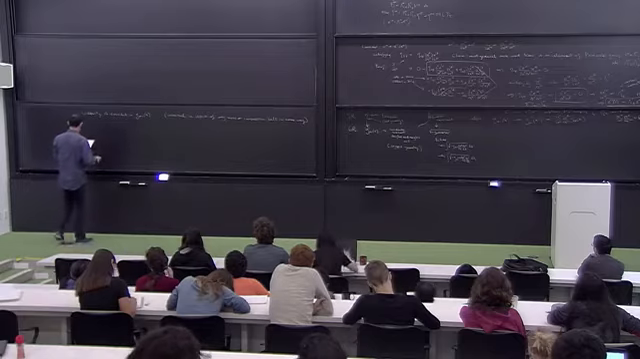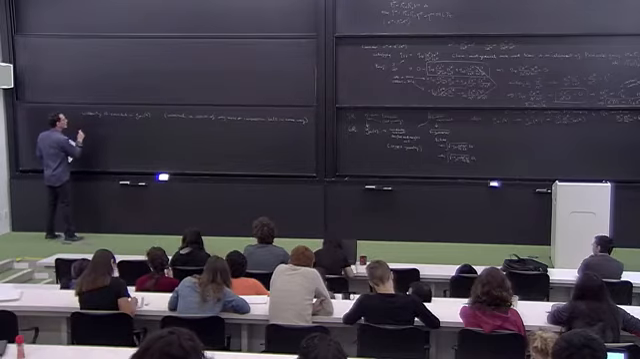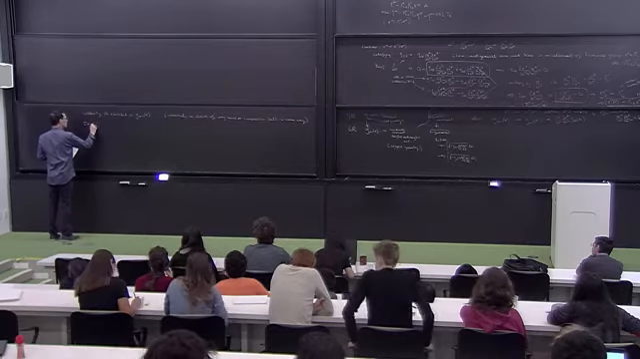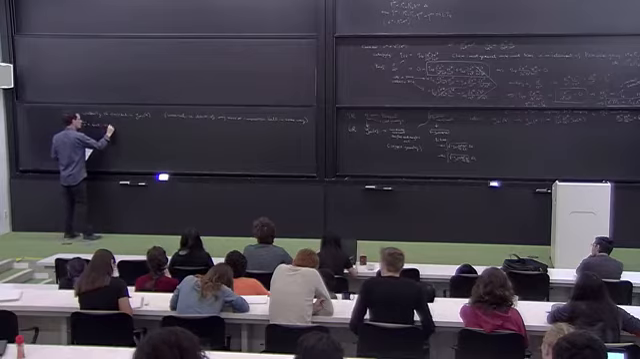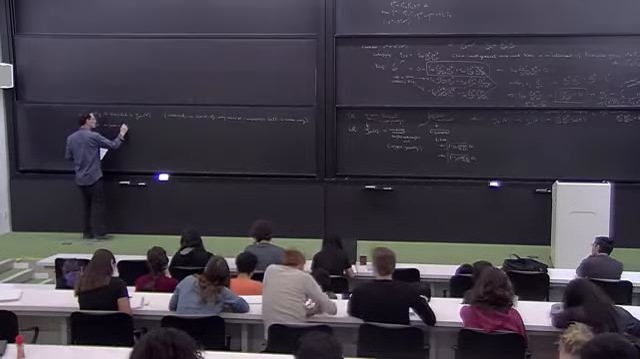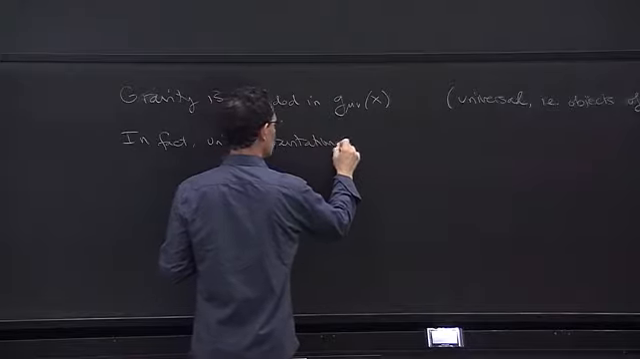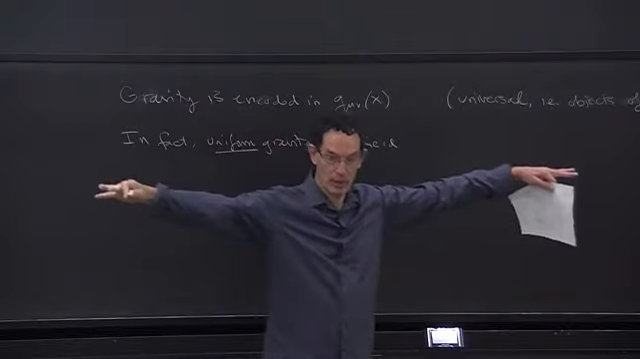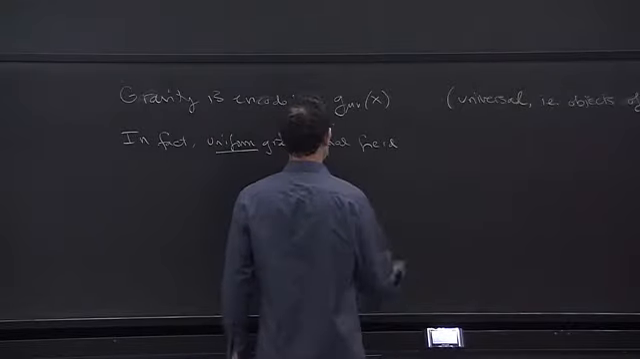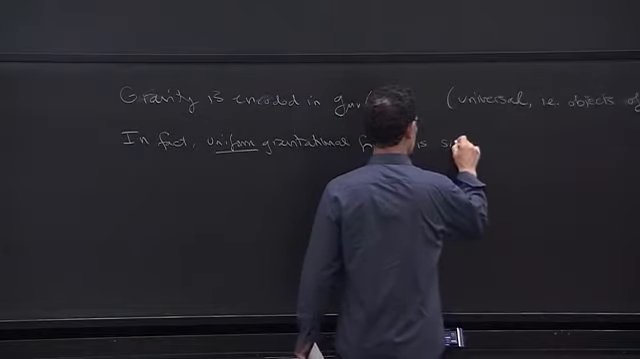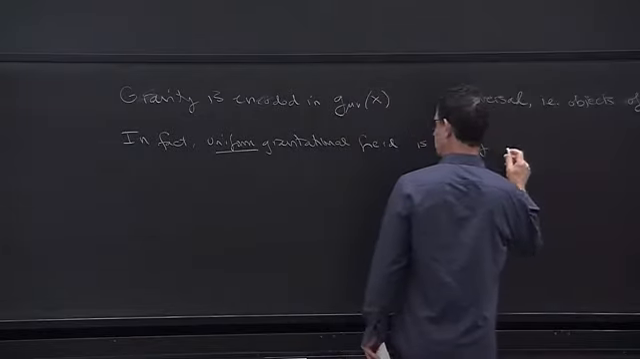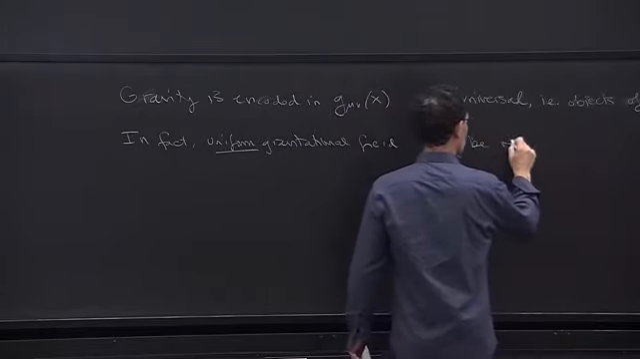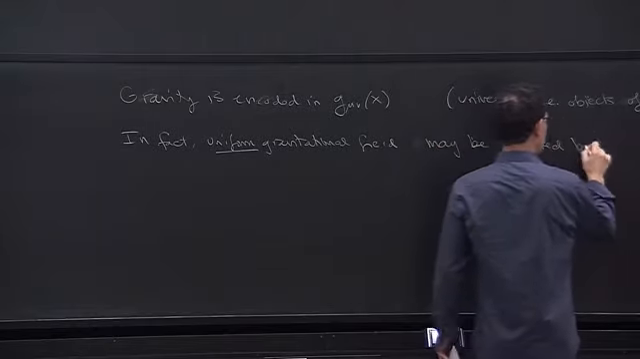Now, so let me show you this in a little bit more detail. So gravity is encoded in g mu nu of x. In fact, a uniform gravitational field, by this I just mean that it's the same everywhere, is simply maybe removed by a coordinate transformation.